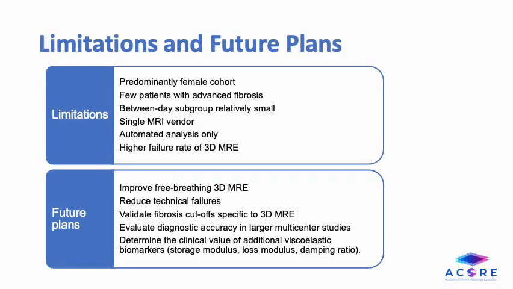The authors also acknowledged several important limitations. The study population consisted predominantly of women, relatively few participants had advanced fibrosis, and all imaging was performed using MRI systems from a single vendor. Additionally, although automated analysis reduces operator variability, the results may not directly translate to centers that rely on manual image analysis. Future research should focus on improving free-breathing three-dimensional MR elastography, reducing technical failures, validating fibrosis thresholds specific to three-dimensional MR elastography, and further evaluating the clinical value of additional viscoelastic biomarkers.